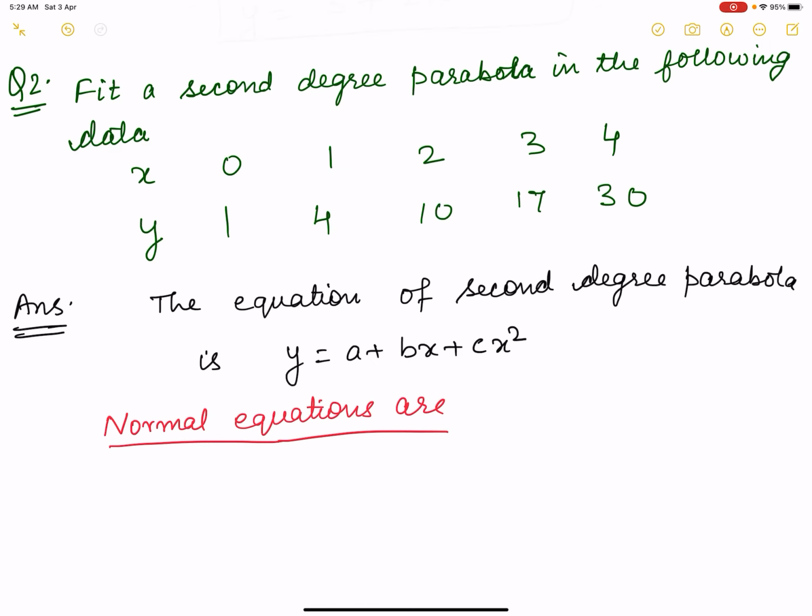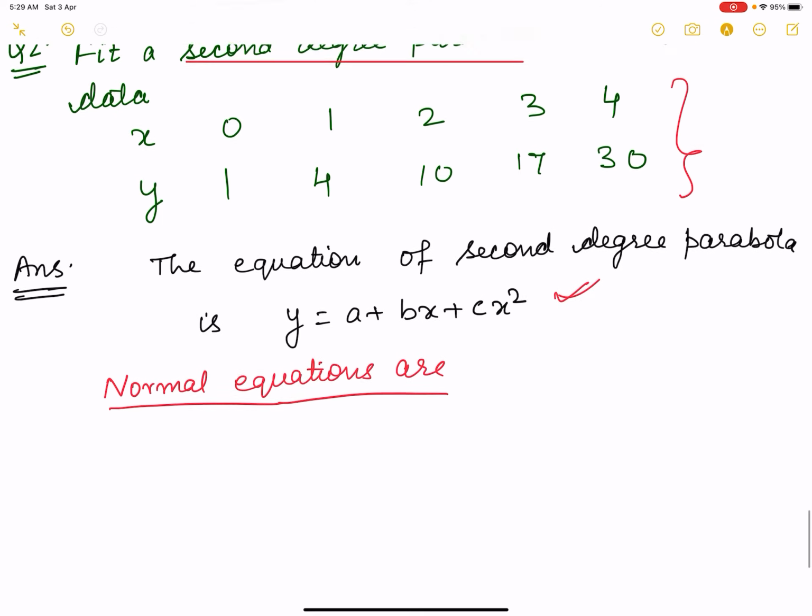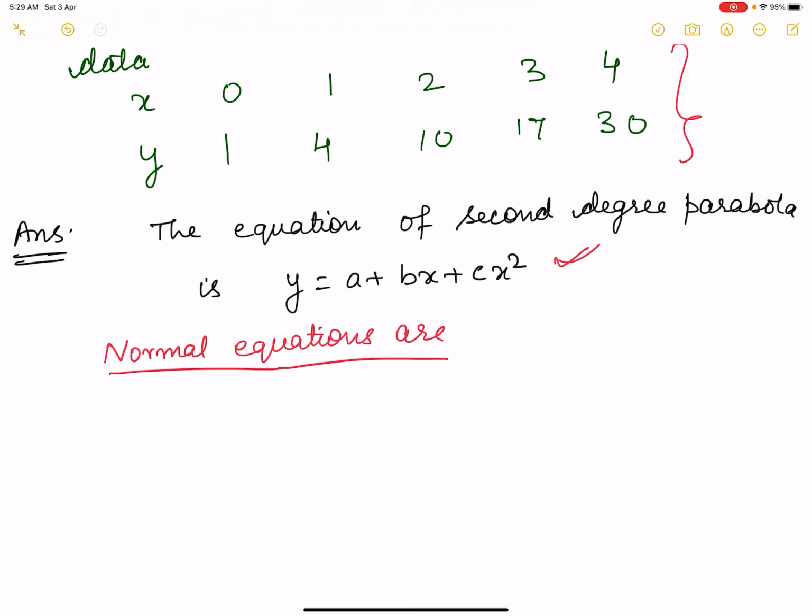Now in question number 2, we have to fit a second degree parabola to the following data. Equation of second degree parabola is this. Let us write the normal equations which we had discussed just now. That is, put the sigma sign in this. So we have sigma y is equal to, when a is added n times, it is na.